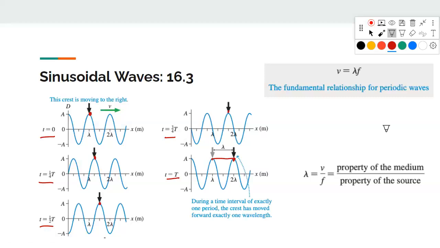Okay, so it moved one wavelength, and how long did it take to move that far? Well, it took one period worth of time, because in order for this point on the left to have gone from a peak to a peak again, that takes one period. And over that time, since this wave is regularly spaced and periodic, the crest will have moved one wavelength. So putting this together, and this is a fundamental relationship, the speed of a periodic wave is the wavelength times the frequency.